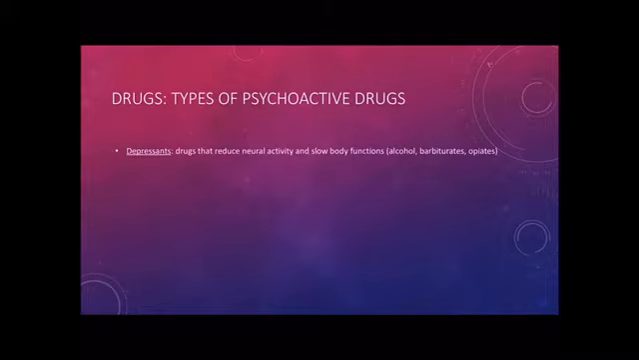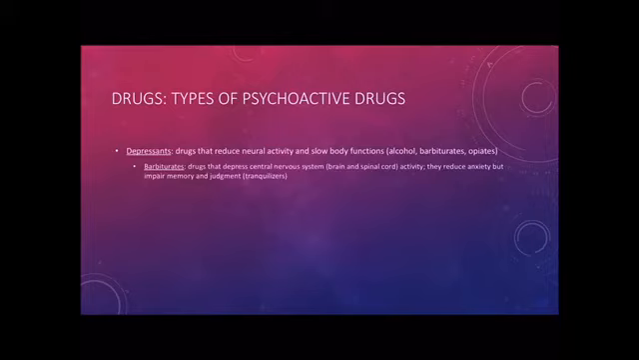Three types of depressants that we talk about are alcohol, barbiturates, and opiates. Barbiturates are drugs that depress central nervous system activity. Know that. Barbiturates depress your CNS activity. And they can reduce anxiety, but they do impair memory and judgment. And then opiates depress neural activity, and they can temporarily lessen pain and anxiety. Examples are opium, morphine, and heroin.